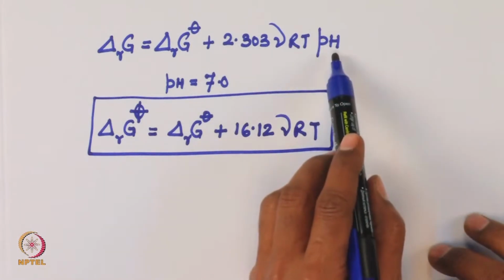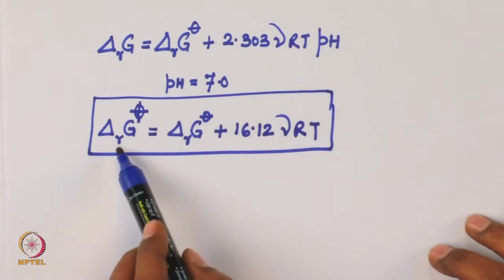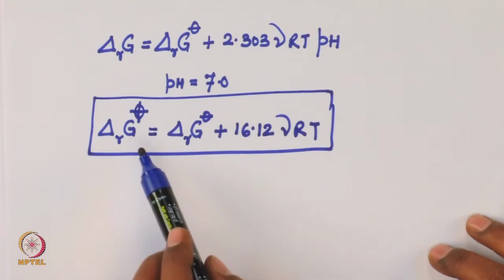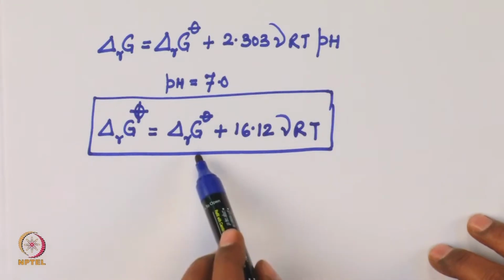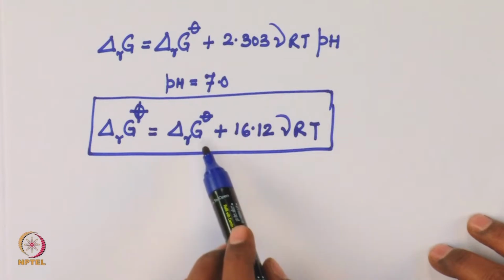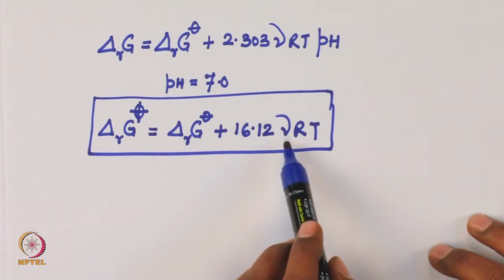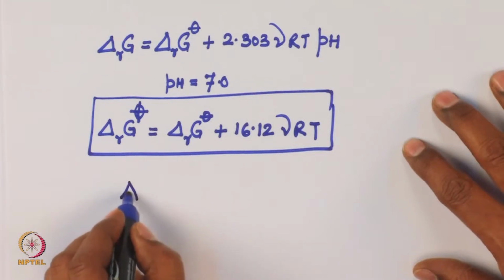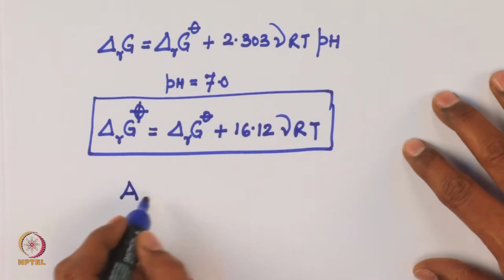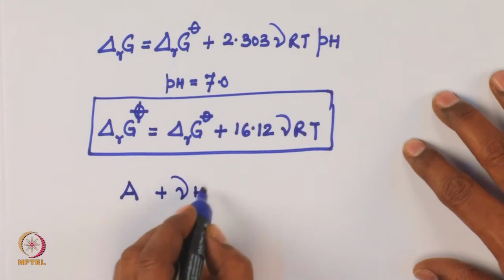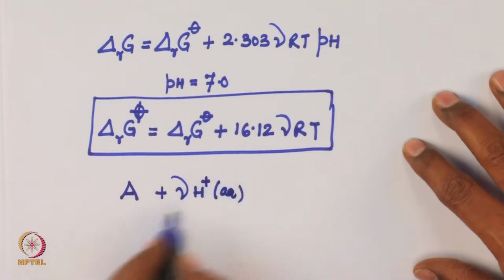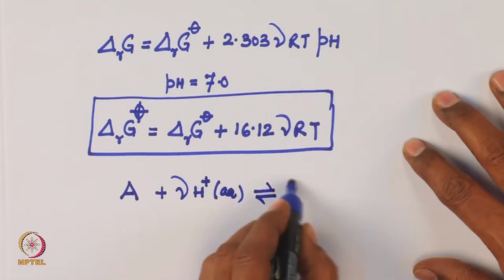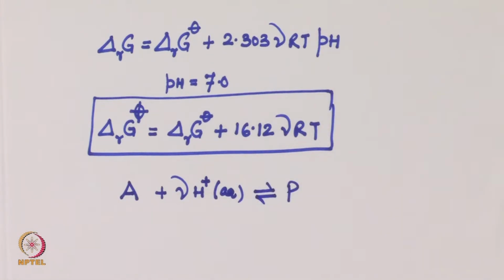Please note here, since we are putting pH is equal to 7, therefore, I am writing this as the biological standard state reaction Gibbs energy. This is the thermodynamic standard state reaction Gibbs energy. Nu is the number of hydrogen ions produced or released, because our original reaction was A plus nu times H plus aqueous, in equilibrium with P. That is what our original reaction was.